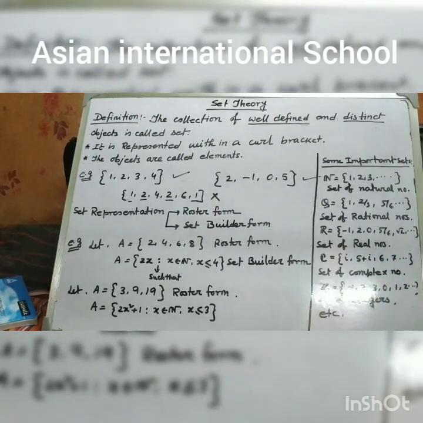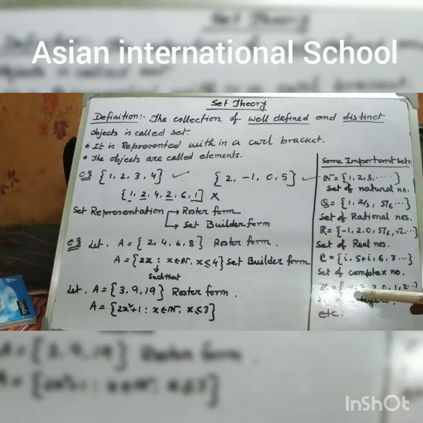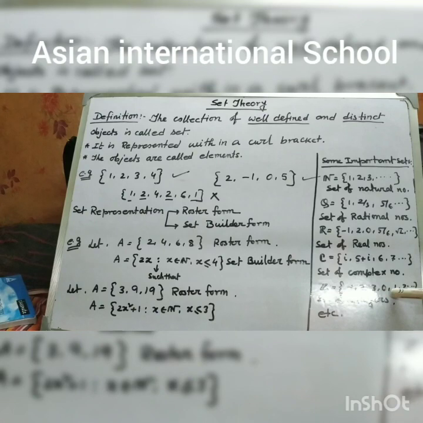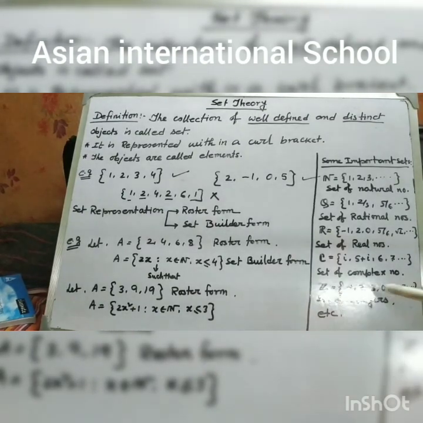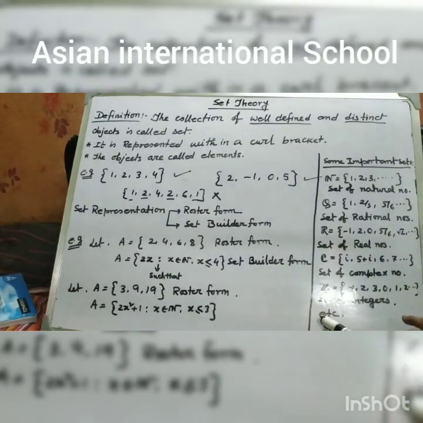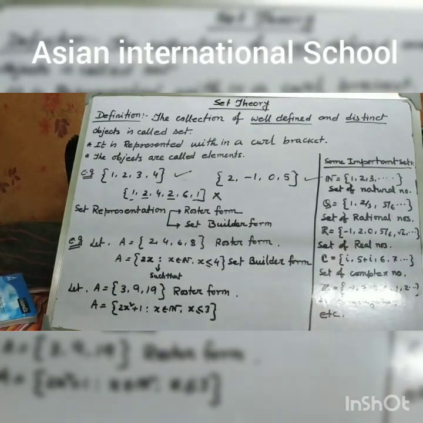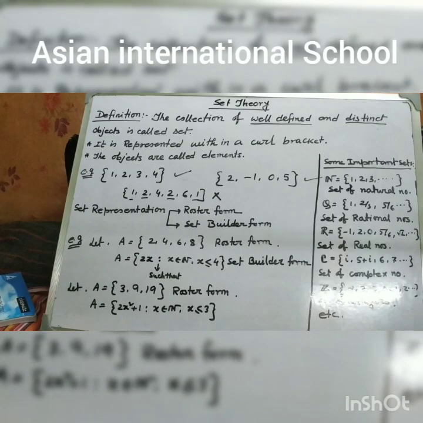Now Z. Z is called the set of integers. The set of integers means it may be -1, it may be 2, it may be 3, it may be 0, maybe 1, maybe 2, the whole numbers including 0 also, and so on. So these are the important sets that you have to remember, that we rigorously use in our chapter.